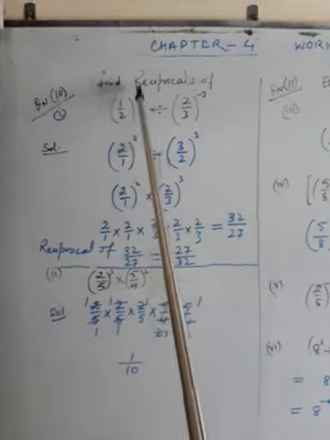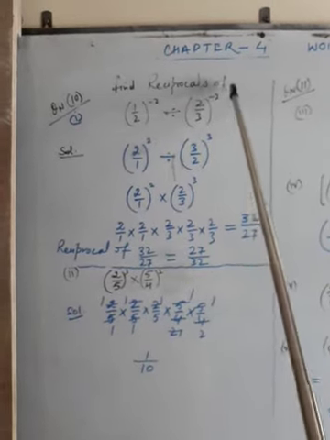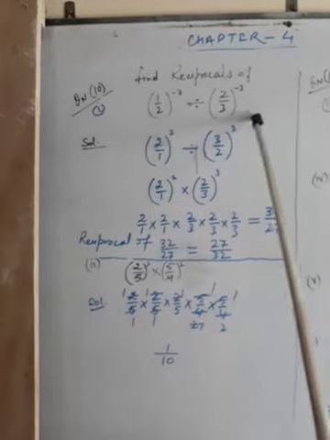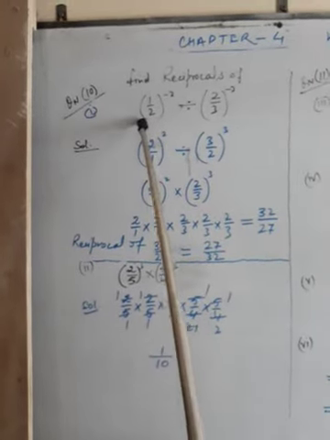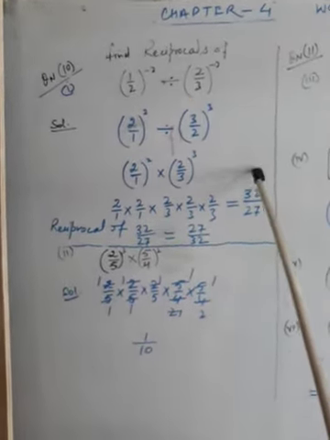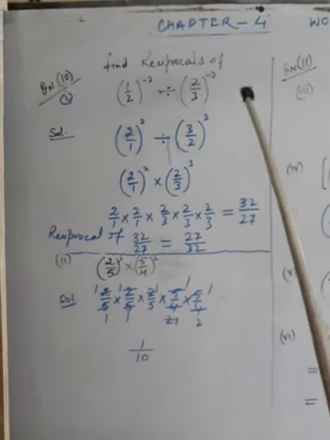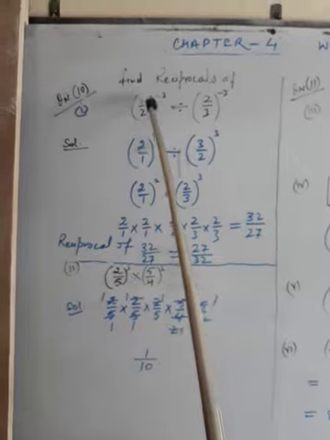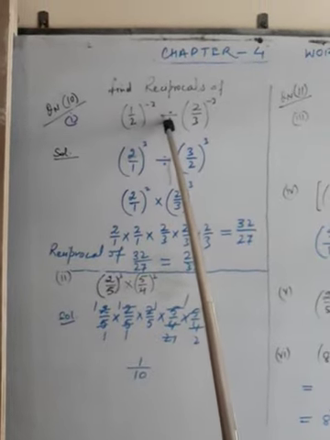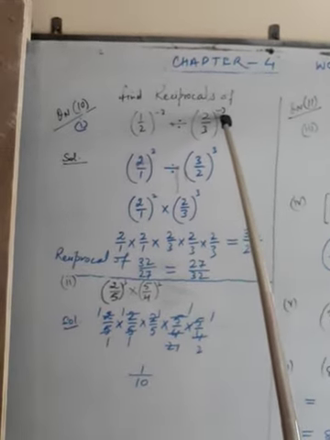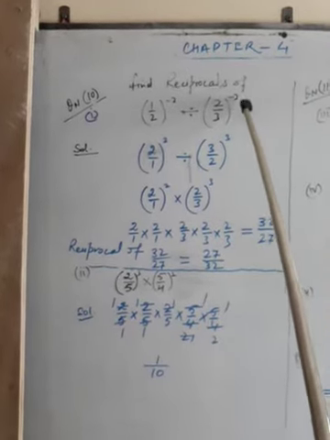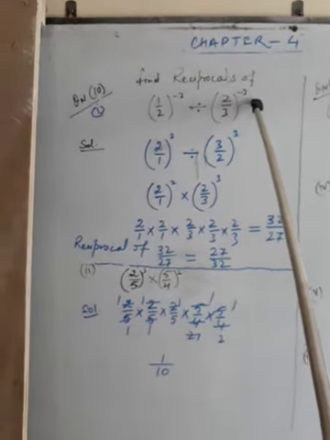1 over 2 to the power minus 2 divided by 2 over 3 to the power minus 3 is there. First of all, you have to simplify this term, and whatever the simplification comes out, its reciprocal is to be found. So let us simplify this. 1 over 2 to the power minus 2 divided by 2 over 3 to the power minus 3. First of all, everywhere you have to change the negative exponents into positive exponents.